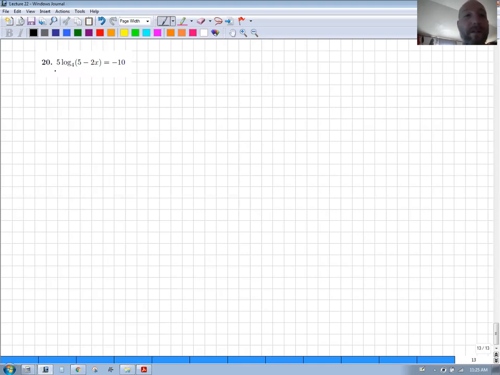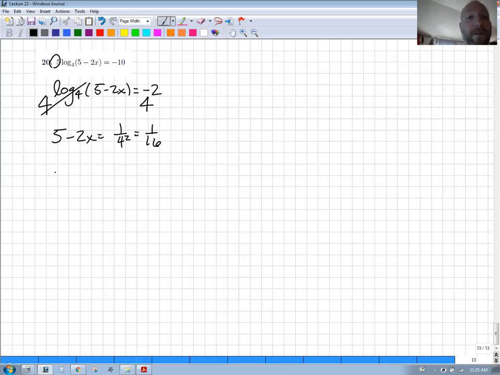Okay, let's get rid of this 5 first. We'll isolate our log. So dividing both sides by 5. All right, we have -10 over 5 is a -2. Now we can do 4 to the power of both sides. So we got a 5 minus 2x. 4 to the -2, that would be 1 over 4 squared, or 1 over 16. So we'll subtract 5 from both sides.